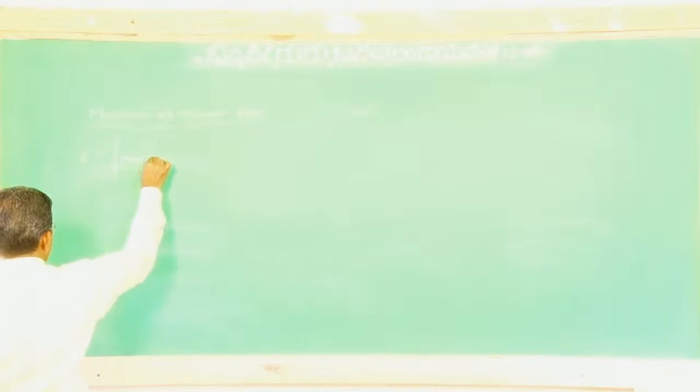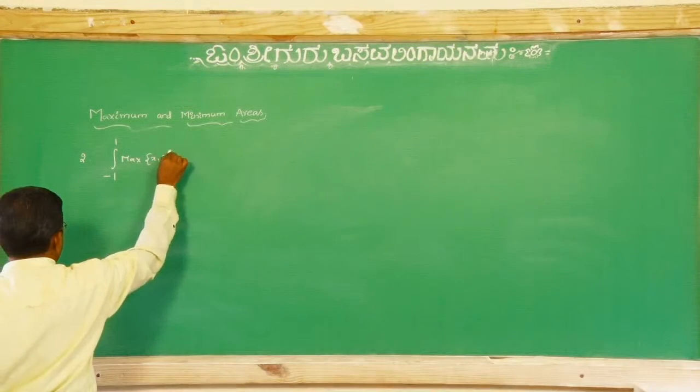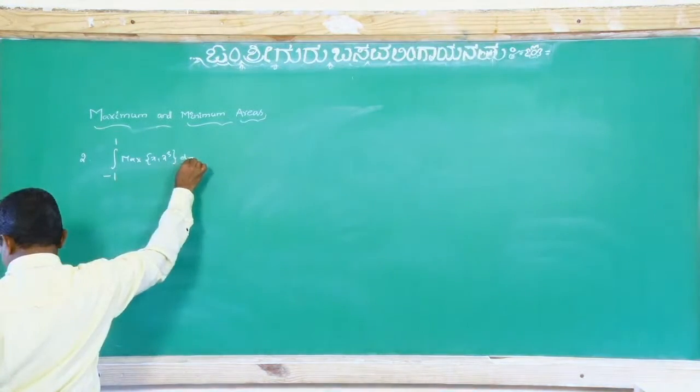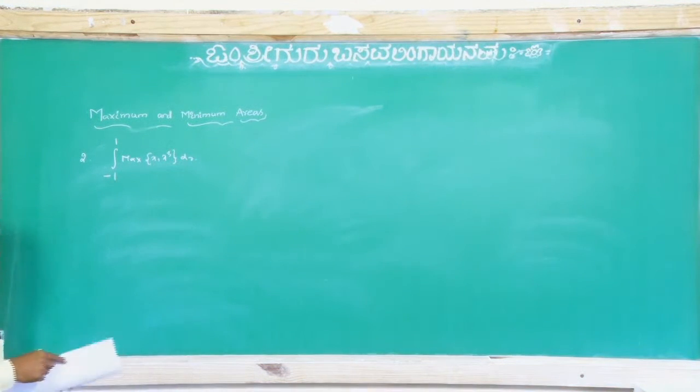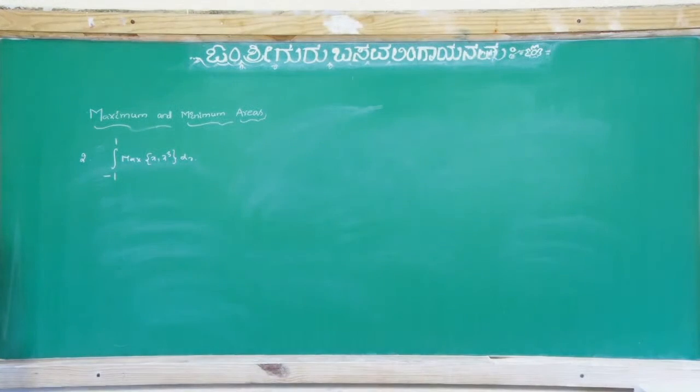Right, the next question: the area between minus 1 to 1, maximum of the set of x comma x cube, dx. Right, okay.